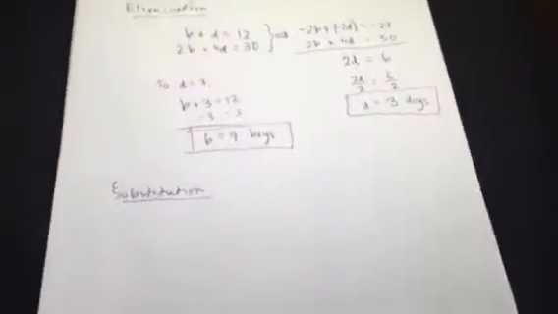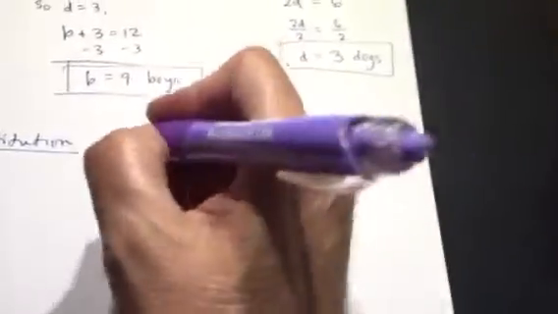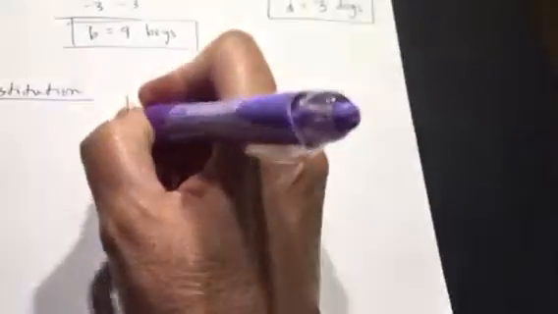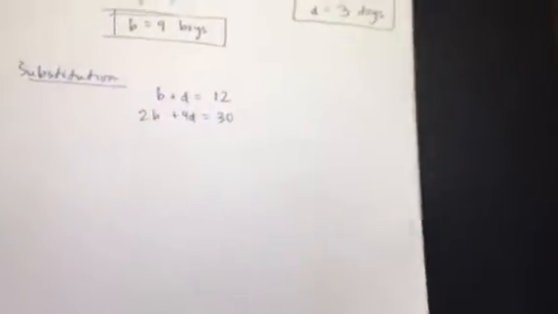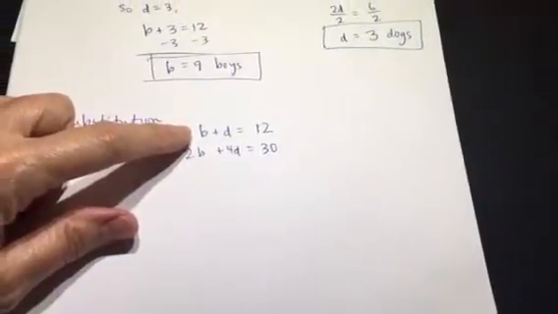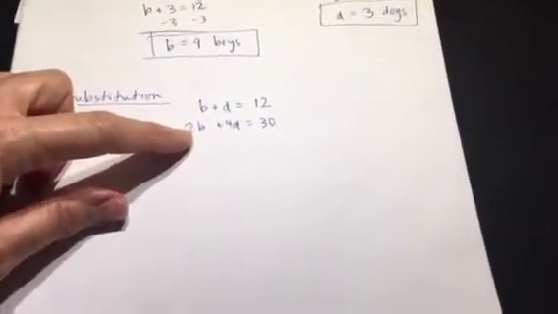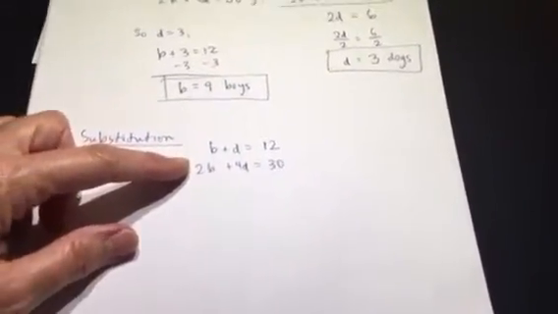Substitution. I'm going to rewrite the problem. I have b plus d equals 12. And we have 2b plus 4d is 30. How does substitution work? I'm going to do this. I'm going to take one of these equations, either one, pick a variable, either variable, and solve it for that variable.